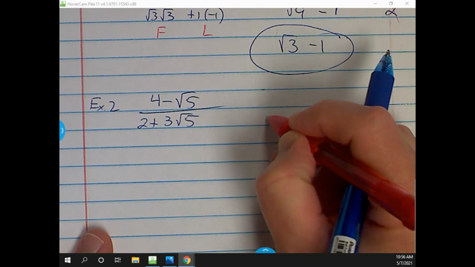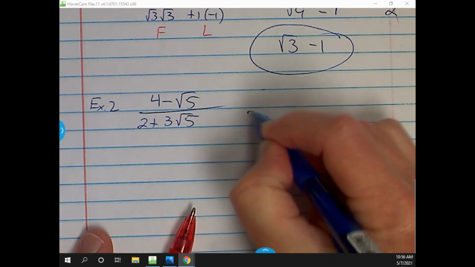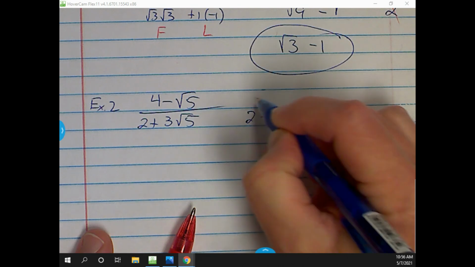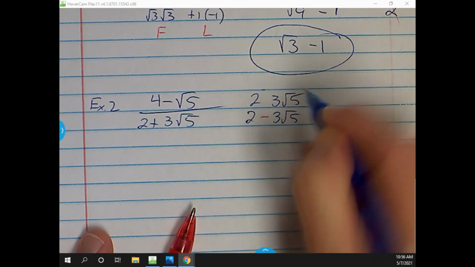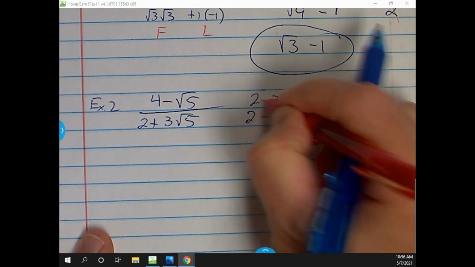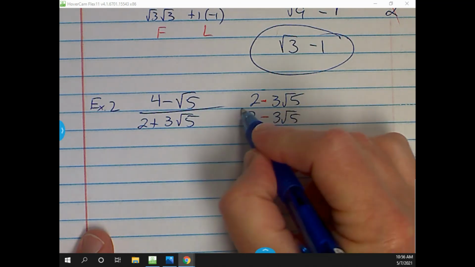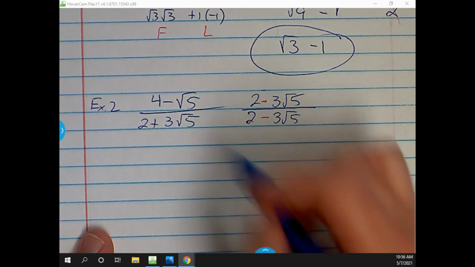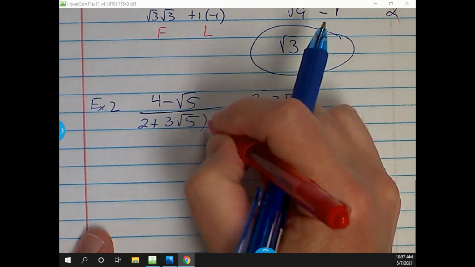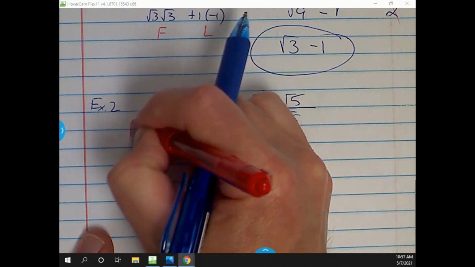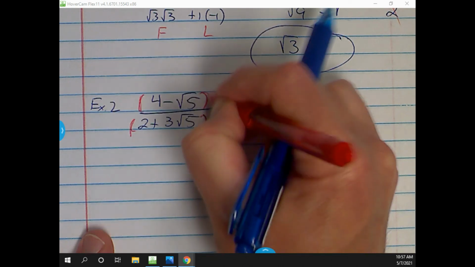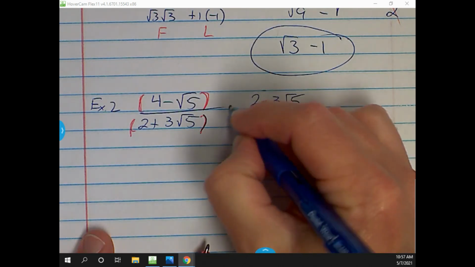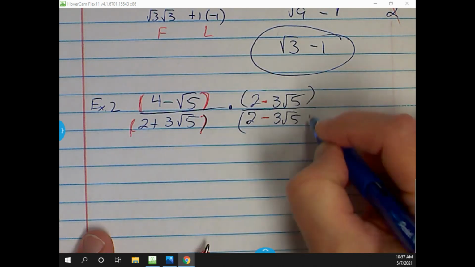So we're going to multiply by 2 minus 3 square root of 5 on the top and on the bottom. Okay. And again, when you start with this problem, the one thing they're not going to do is they're not going to put these in parentheses. So you've got to know that in this case, you've just got to go back and put parentheses around these. And this one, you'll basically do the same thing.